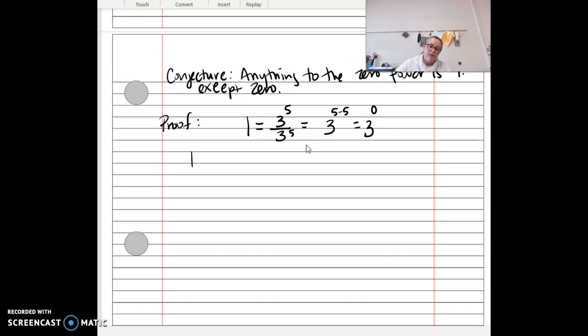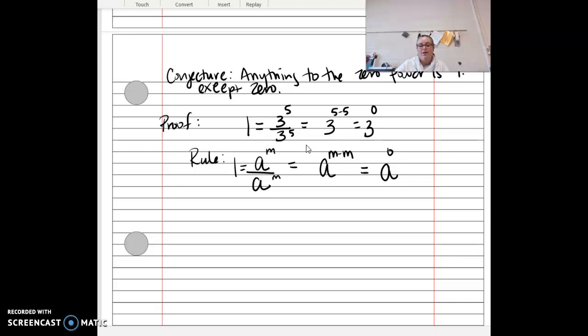So our rule for this, if I were to take some number a divided by some number a, I know it has to be 1. A to the mth power divided by a to the mth power is still 1, but I take a to the m minus m power, which would be a to the 0. So any number to the 0 power is 1. And we just proved that, which is a fun thing in mathematics.